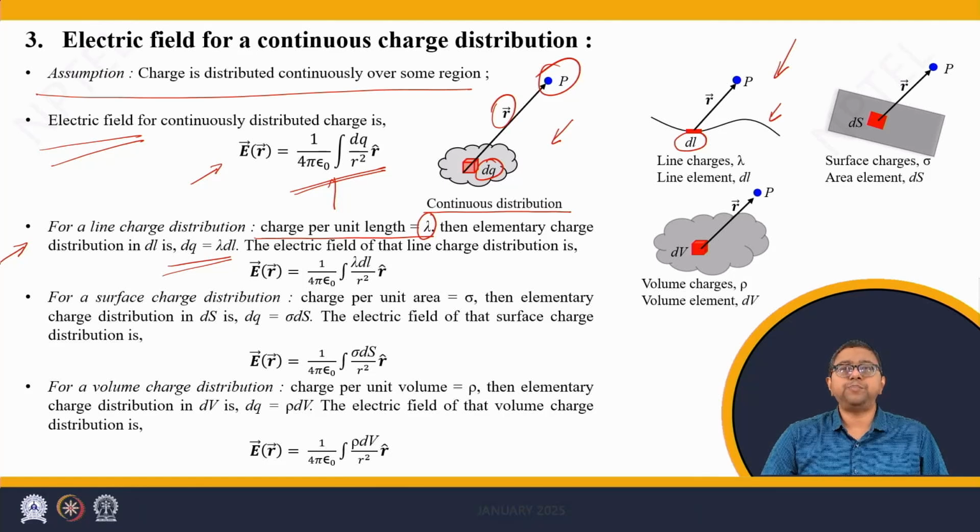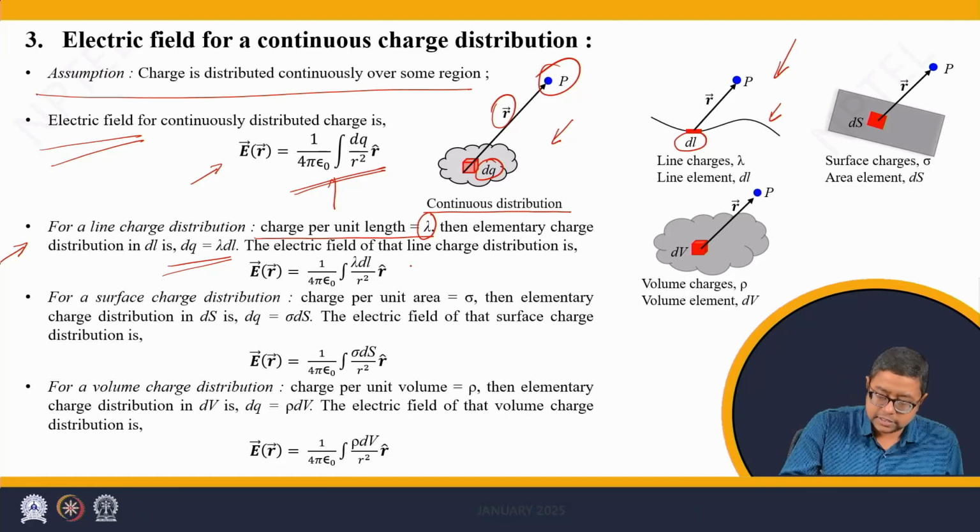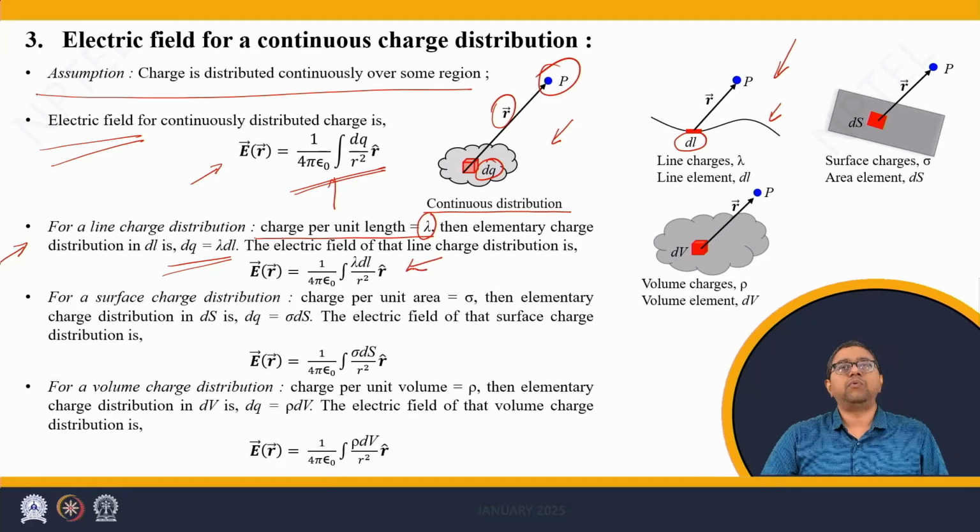Thus, at the test point P, which is located at a distance r away, the total electric field due to this line charge distribution is 1 by 4 pi epsilon integral lambda dl by r square into r hat. All we have done is replace dq by lambda dl.